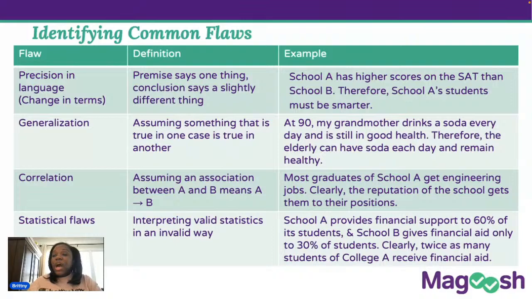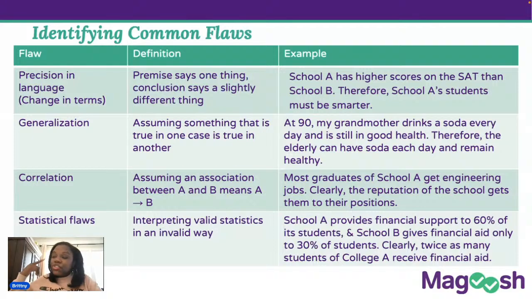So, the four top flaws that you'll see, number one is precision in language flaws or change in terms. This basically means that the premise will say one thing and the conclusion will say something that's just slightly different to throw you off. So here's an example. School A has higher scores on the SAT than school B. Therefore, school A students must be smarter.